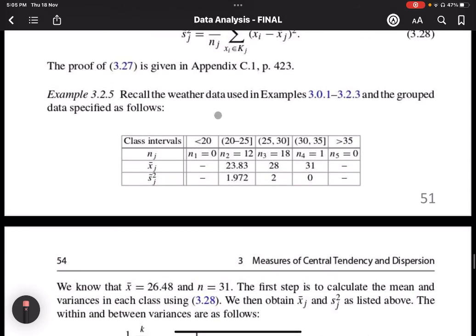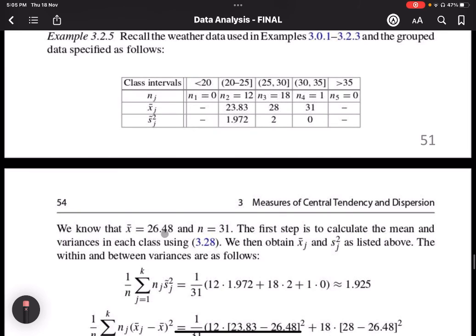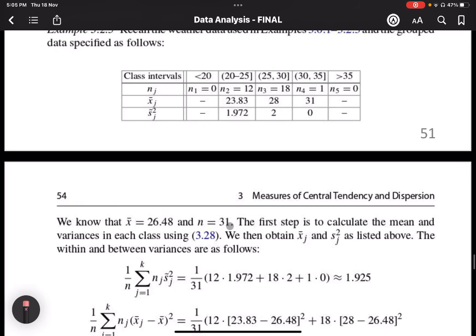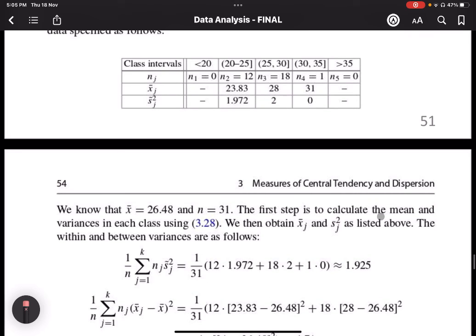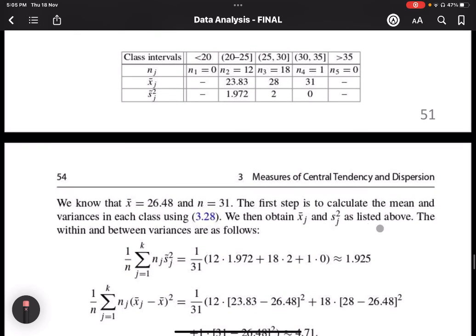So, example, recall the weather data. The group data is specified as follows. Okay, the same example, but we have additional information here. So, we know the mean is 26. The number of observations is 31. The first step is to calculate the mean and variances in each class using the formula above. We then obtain xj and sj as listed above. Ito yon. The between and within variances are as follows.